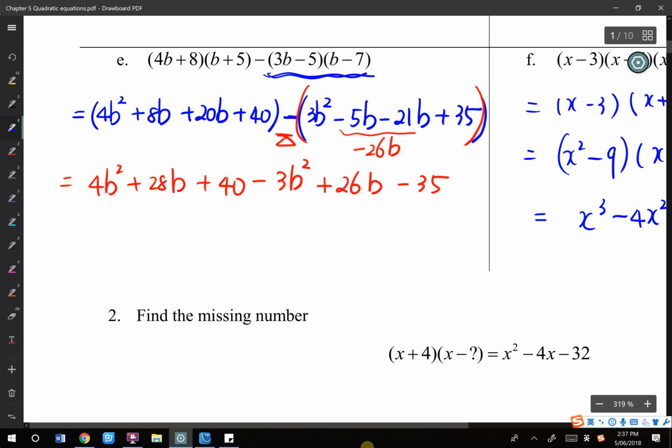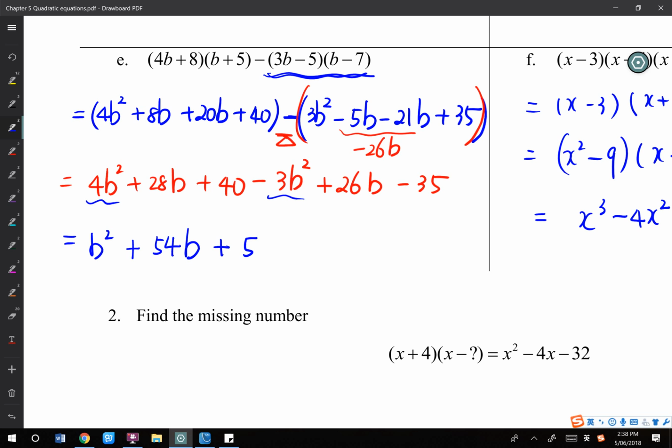So now what we have is b squared, 54b and plus 5. Okay, just be careful with the minus. Do you get that right?